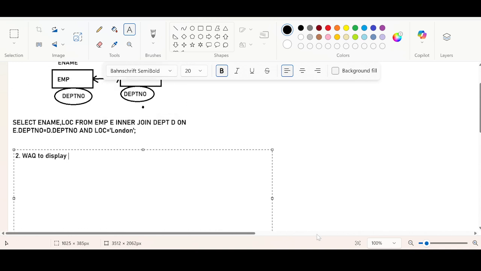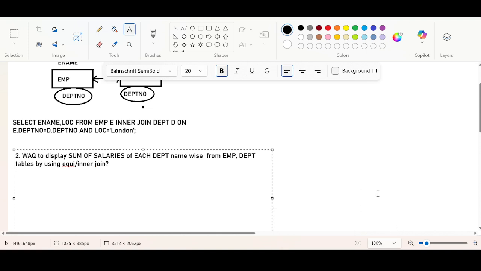Okay, let us do this. Write a query to display the sum of salaries of each department, department name wise. I want to find the sum of salaries of each department name wise from which tables? From the employee table and department tables by using equi or inner join. This query is going to be very interesting.